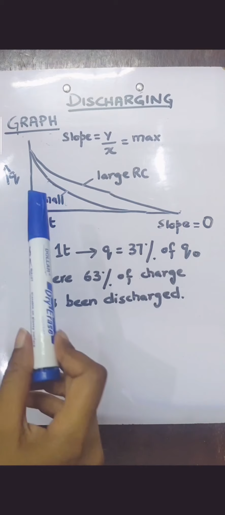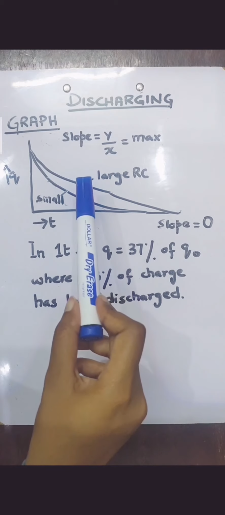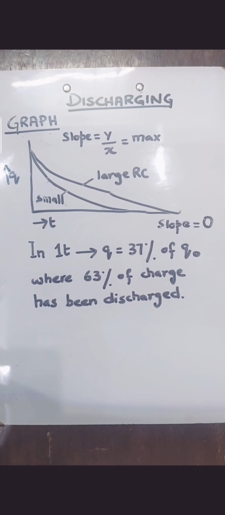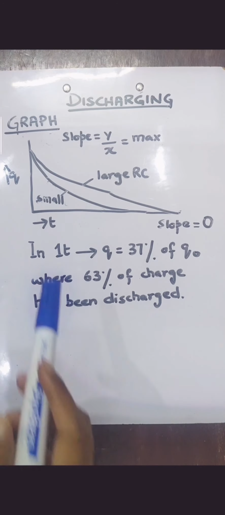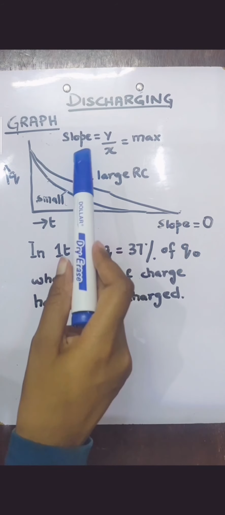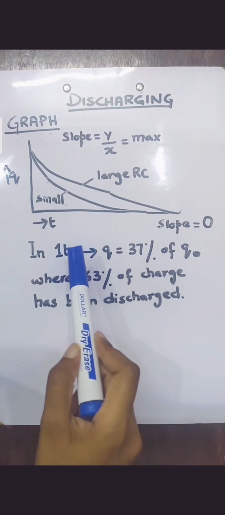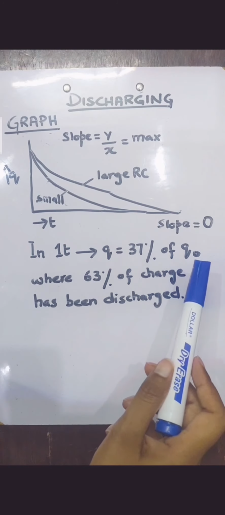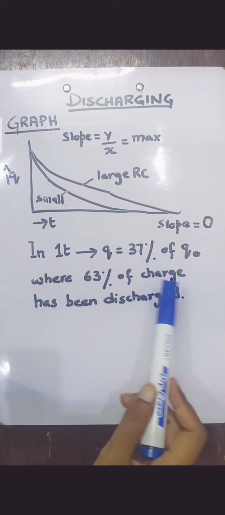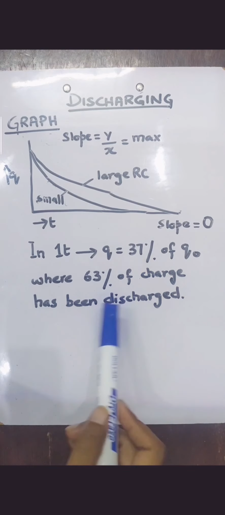Now coming towards the graph, as you can see, we are having two curves, one for the small RC and one for the large RC. That is, one for the small time constant, one for the large time constant. As we see, in 1T, q equals 37% of q naught, that means 37% of q naught is there, and 63% of the charge has been discharged. At the initial stage, the slope is maximum, and when the capacitor has fully discharged, the slope is equal to 0, as we are obtaining a straight line. At the initial point, we are getting a decreasing slope, and the slope would be maximum at this stage.